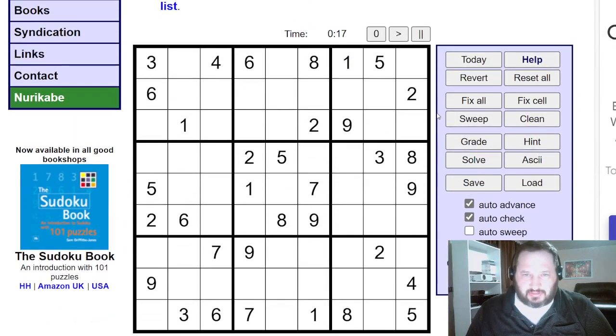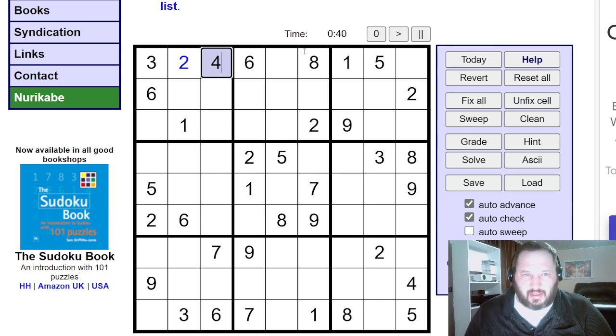We have an easy puzzle. Alrighty, well, let's see what we have. I was taking a look at this top row and I noticed there's not a 2 there. There's a 1, but it can't have a 2 here because of this 2. Can't have a 2 here because of this 2. So the only place for a 2 in this top row is right there.